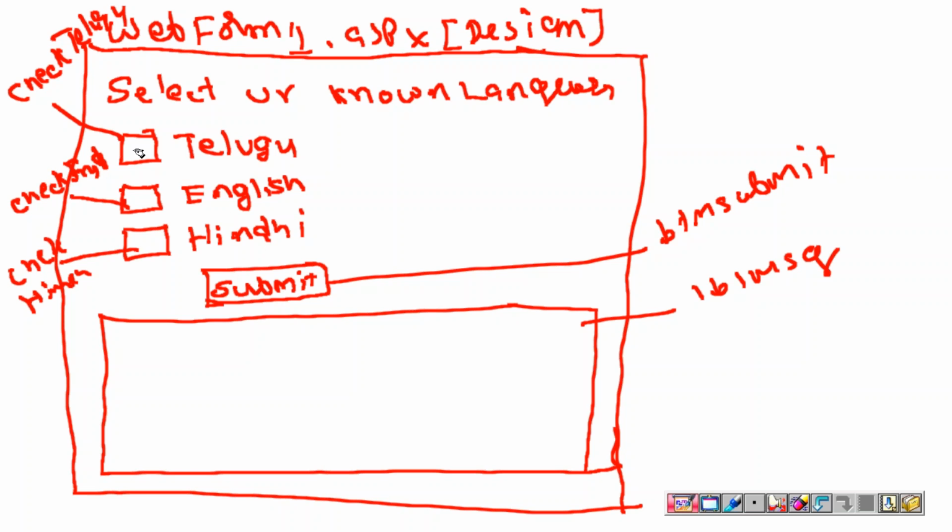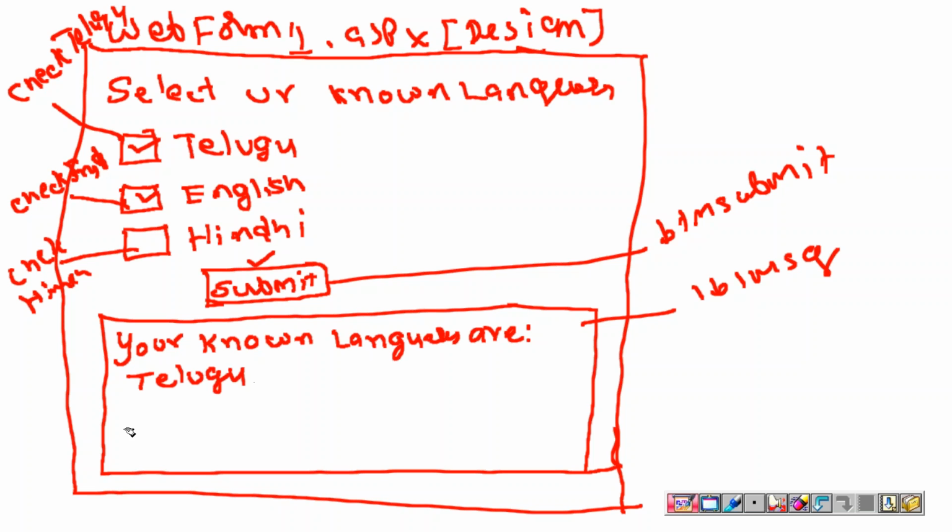Suppose the user selected Telugu and English, and the user clicks the submit button. Whenever the user clicks the submit button, the output should be: your known languages are Telugu and English.